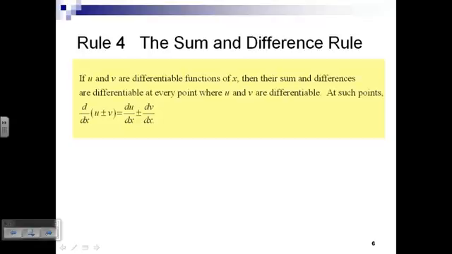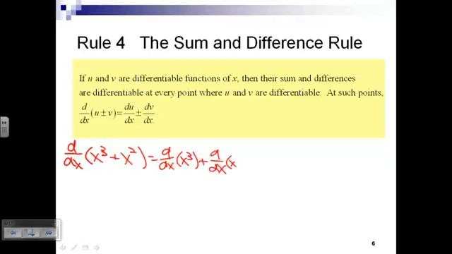So what kind of problems can we do with this? Well, I know one. We could do the derivative of x cubed plus x squared. In this case, x cubed is acting like my u. X squared is acting like my v. This rule says, oh, I can break this down as the derivative of x cubed plus the derivative of x squared.